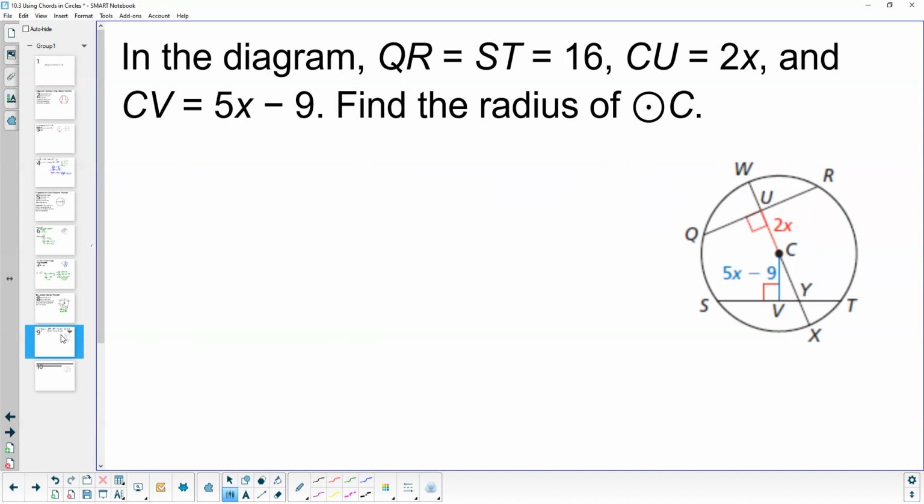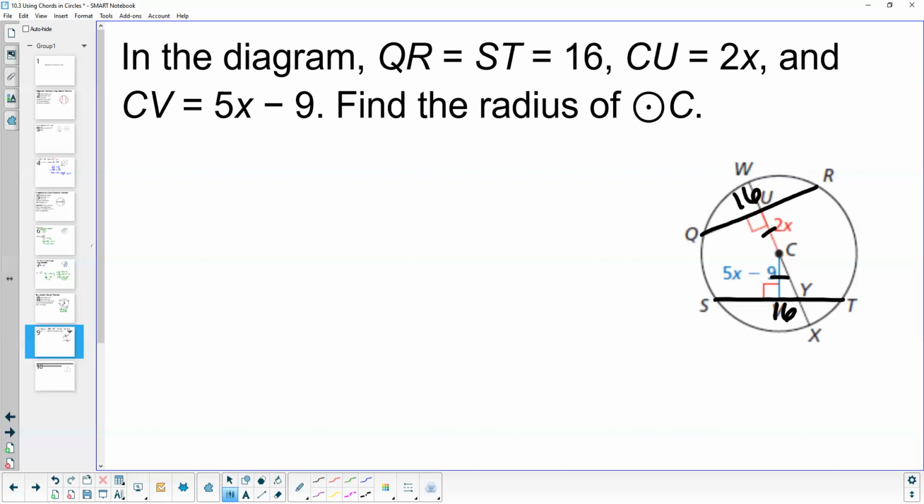So what can we do to figure out the radius of this circle? Well, we have a couple of options here. For this first one, let's look at the relationship between these things. We know that QR is 16 and ST is also 16. So those are congruent, and if those two pieces are congruent, then we can solve for x that way. Then all we have to do is figure out the radius of our circle.